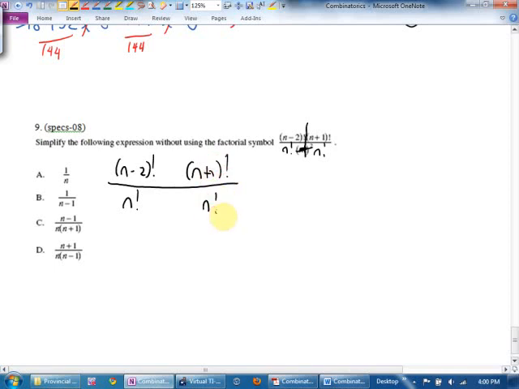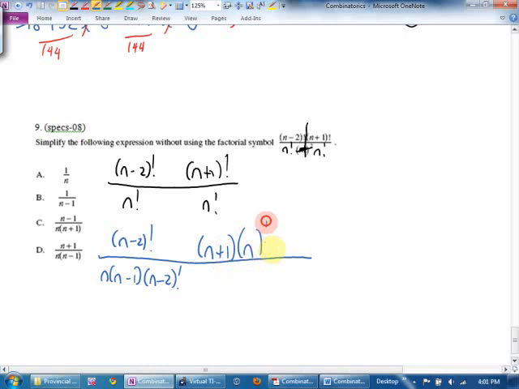The bottom, and I started to expand that. So I left the top. The bottom became n times n minus 1 times n minus 2 factorial. Stop writing there. What's bigger? The top. So I said this is n plus 1, and I'm going to stop writing there, n factorial. Can I cancel? It's all factored. I could cross out those two, and those two, and it looks like on the top I'm left with an n plus 1. See it? And on the bottom I'm left with an n and an n minus 1.